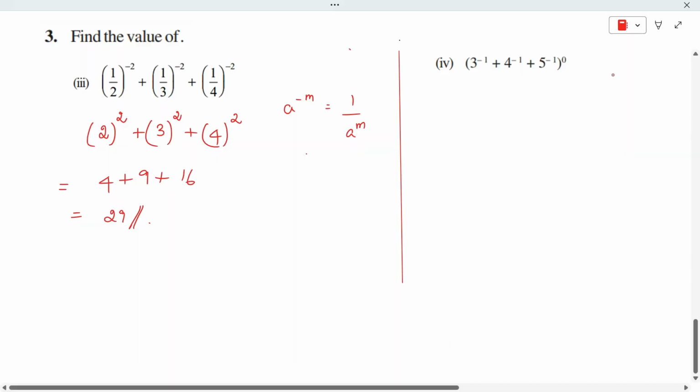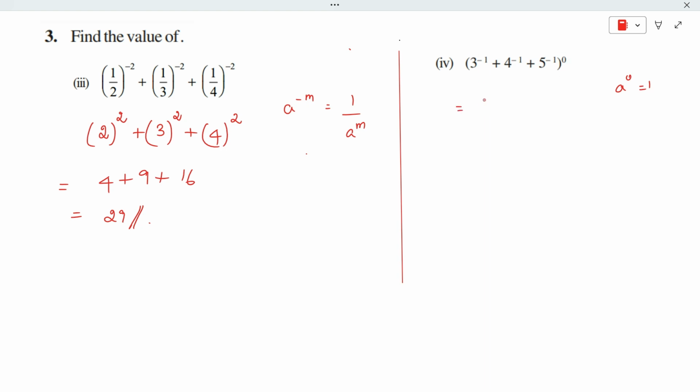Fourth sum, we know the identity a power 0 is 1. So no need to evaluate the number which is kept inside the bracket. I don't want to make 3 power minus 1 as 1 by 3 and so on. You know it is whole power 0. So the answer is 1.